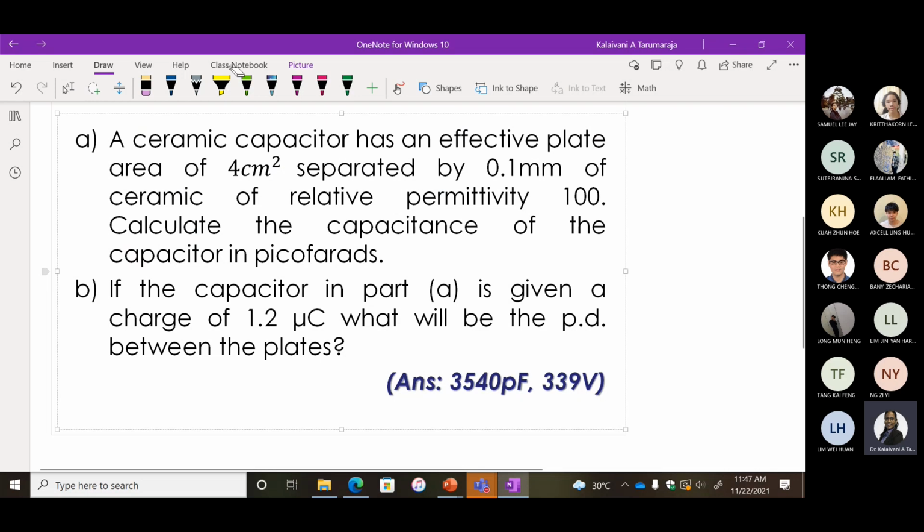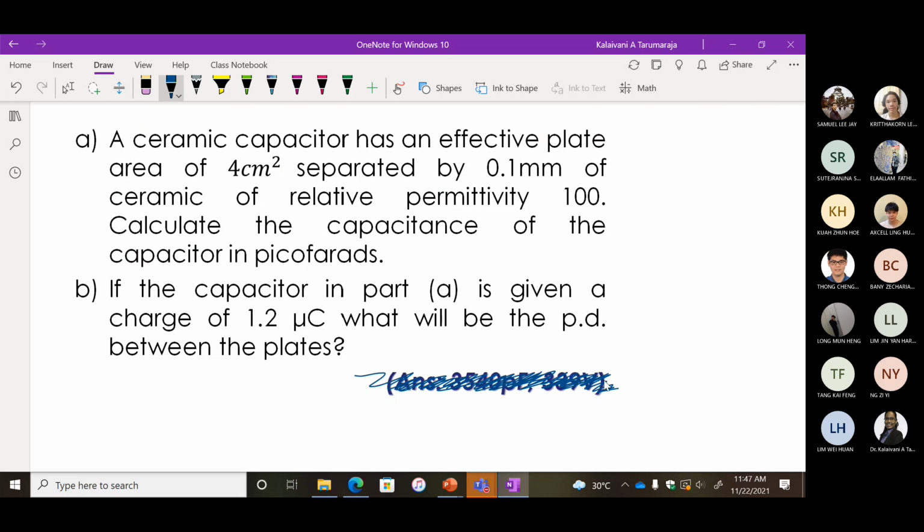Okay, never mind. We just ignore the answer first. Don't have a look on the answer. Don't depend on the answer. Okay, we just assume we don't have the answer here.